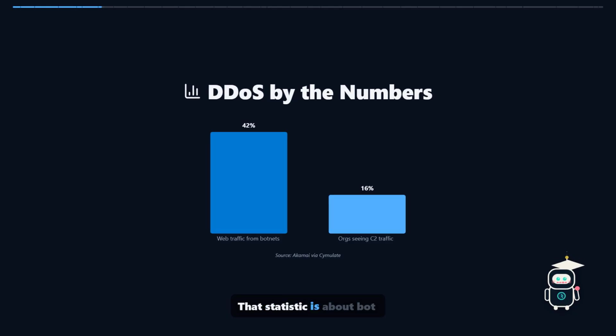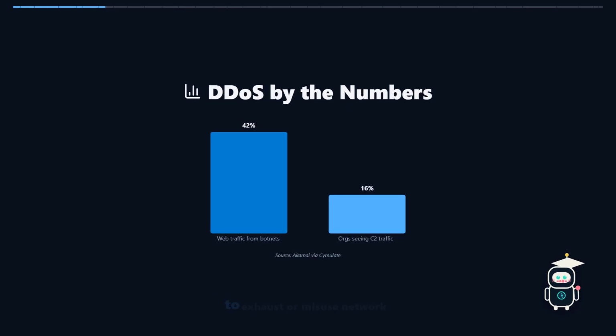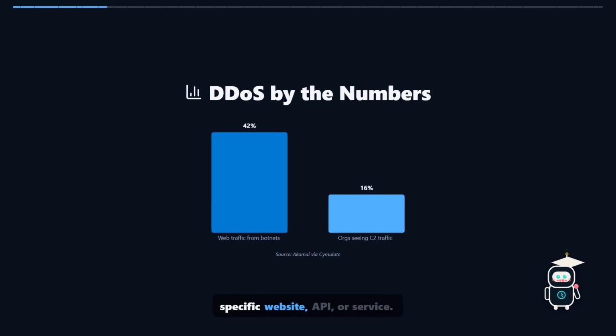That statistic is about bot traffic, not a measure of botnets, not a DDoS rate, and not proof that every bot is an attacker. For DDoS, think in three broad categories. Volumetric attacks try to consume available bandwidth. Protocol attacks try to exhaust or misuse network and transport resources. Application layer attacks target the resources of a specific website, API, or service.